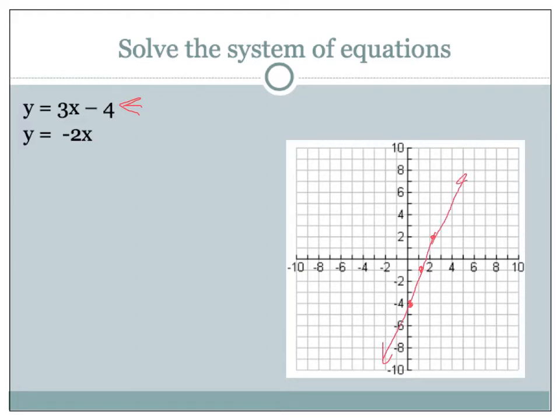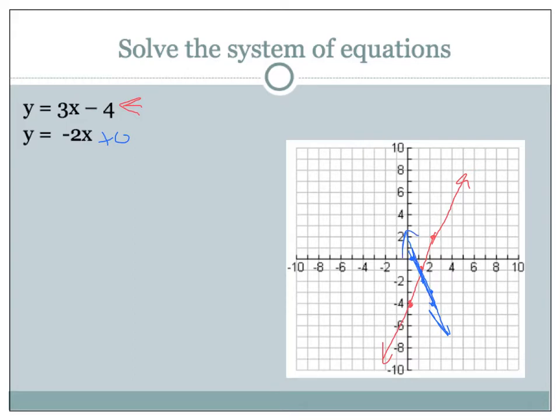And then my second equation is -2x, so that would be +0. So that has a y-intercept at 0. So down 2 over 1. Down 2 over 1, and here, over 1. So this would be my line right here, through these 3 points.